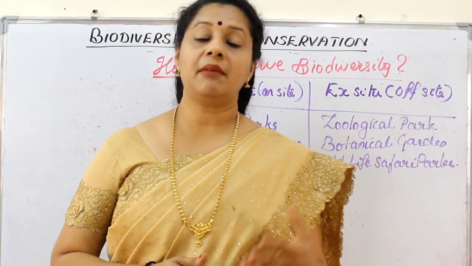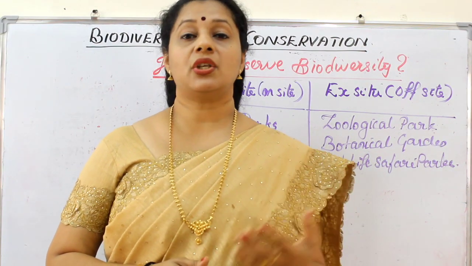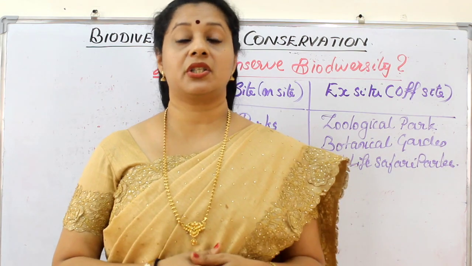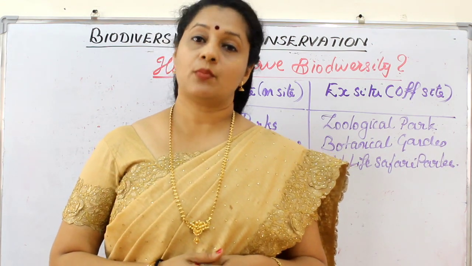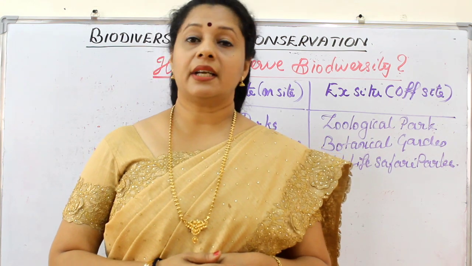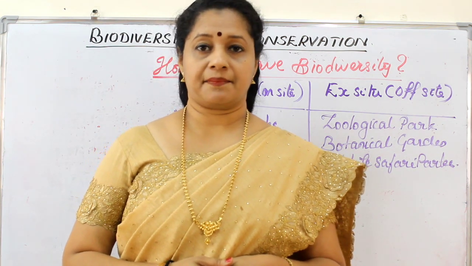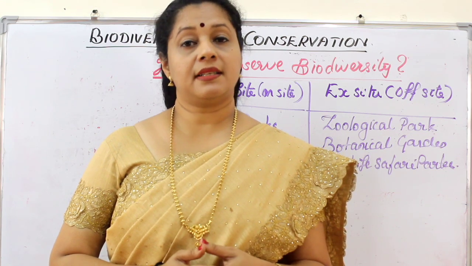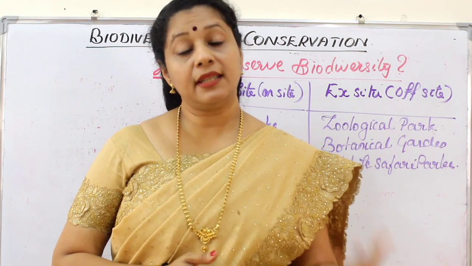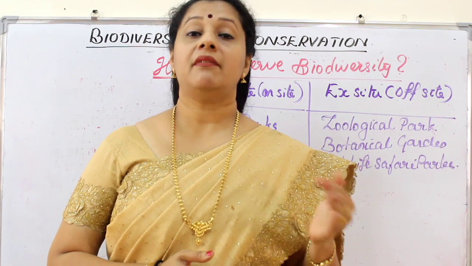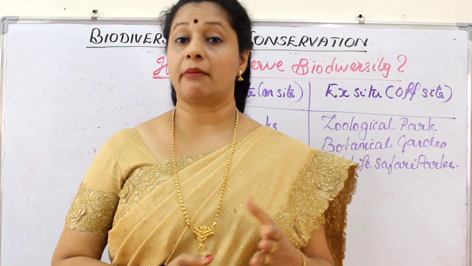In India, we have 3 biodiversity hotspots which actually harbor the species richness of the entire country. One is Western Ghats and Sri Lanka, second is Indo-Burma, and third is the Eastern Himalayas. The statistics show that if you protect only these biodiversity hotspots, we can reduce the level of extinction by up to 30%.